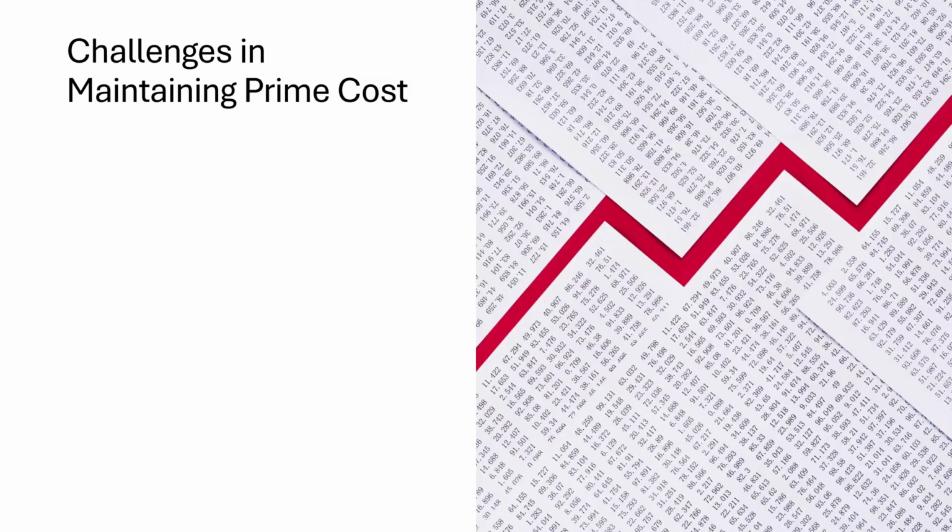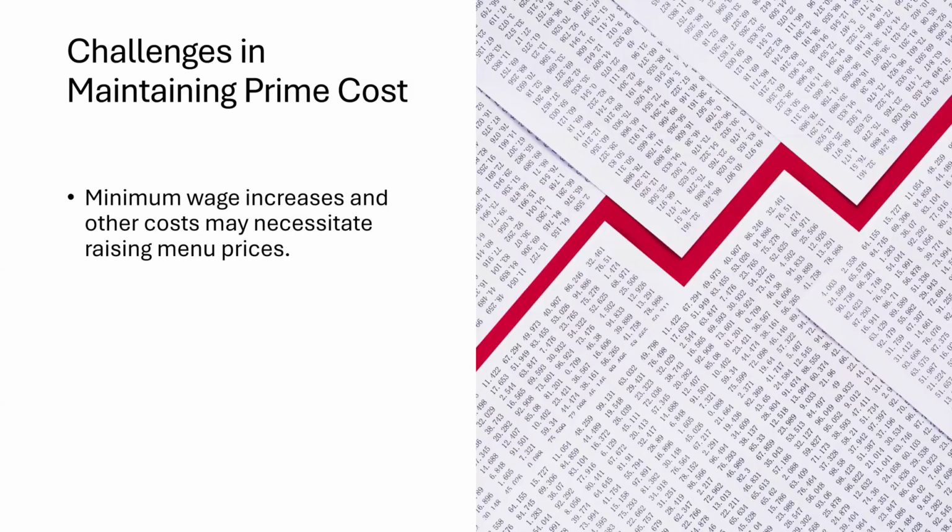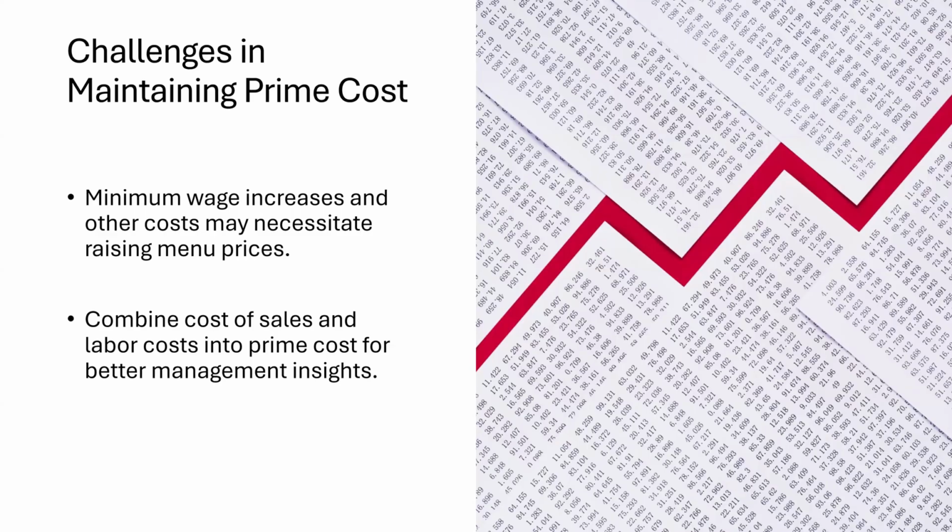Some of the challenges, obviously, are minimum wage increases, because there goes up your labor and other costs in food and other areas that will increase. That will force an increase in your menu prices. So again, that will start to inch up that prime cost. So you need to be on the lookout for that. And then combine cost of sales and labor costs into prime cost for better management insight. So we want to make sure that we're staying on top of it at all times.